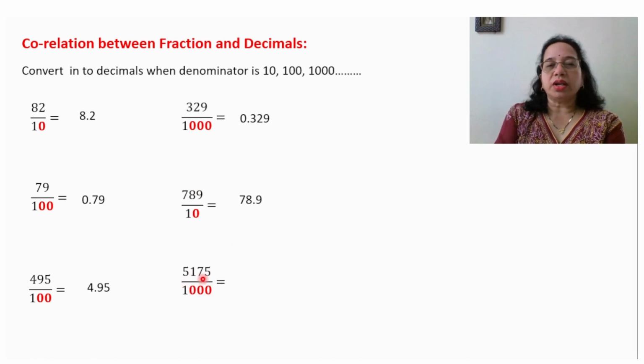Again 5175 upon 1000, so three zeros are there, so leave these three numbers 1, 2, 3. We always count from the extreme right and your decimal will come between 5 and 1, so 5.175.